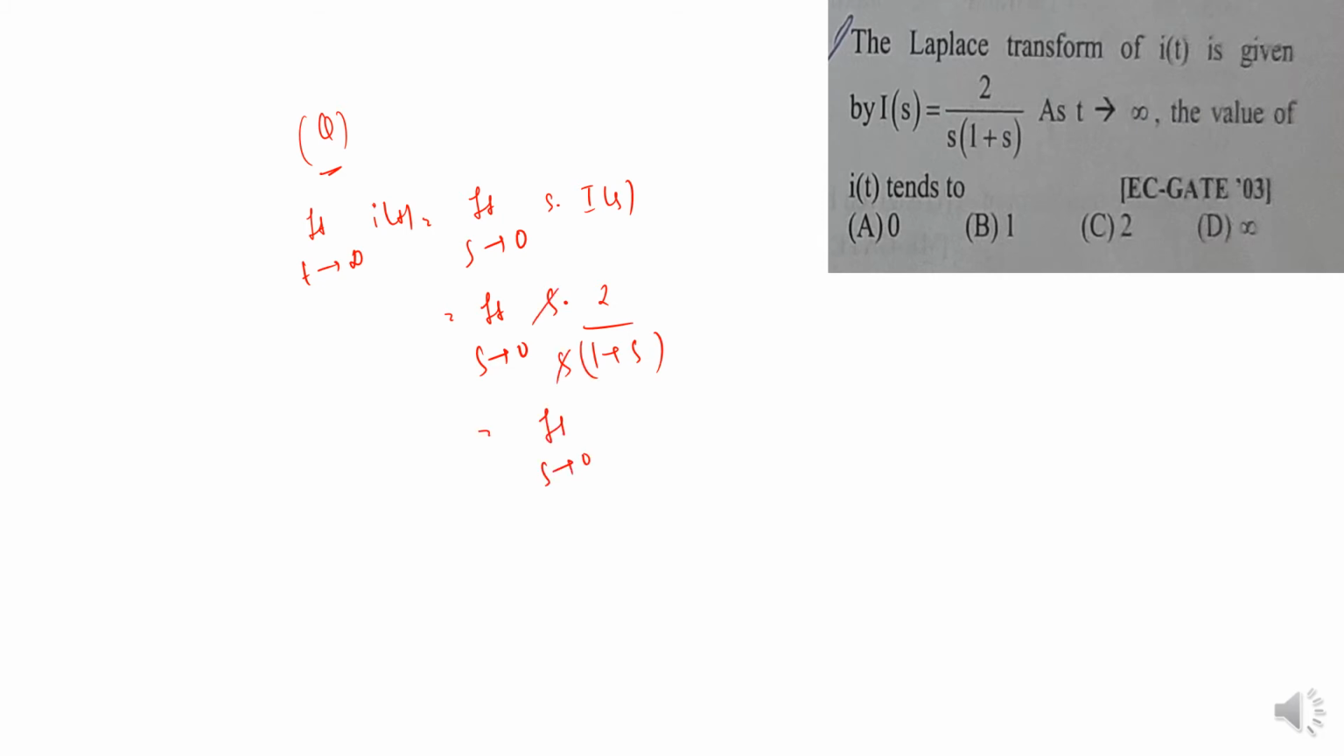Now let us solve this question. The Laplace transform of i of t is given by I of s. As t tends to infinity, they are asking for the final value, right? The limit t tends to infinity of i of t is equal to the limit s tends to 0 of s into I of s. So the limit s tends to 0 of s into I of s is 2 by 1 plus s into s. This gets cancelled, so the limit s tends to 0 of 2 by s plus 1. Now apply the limit.